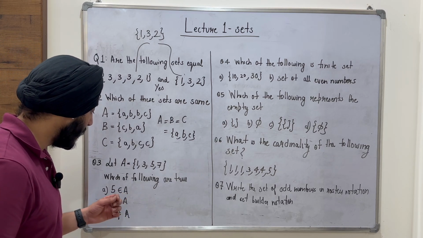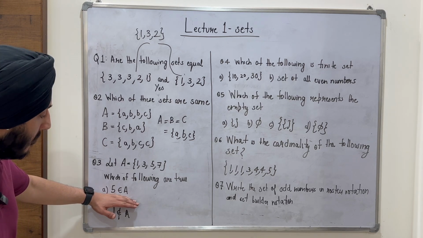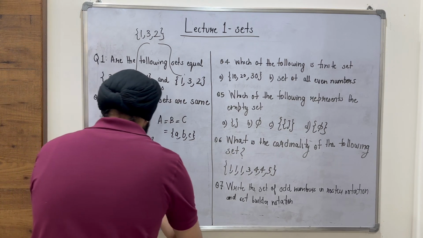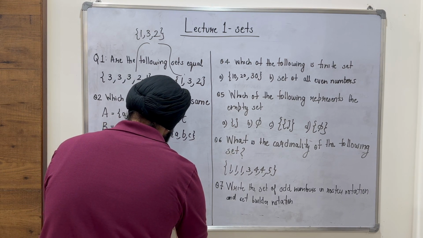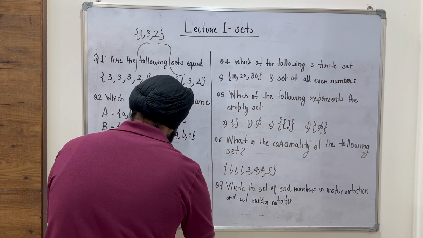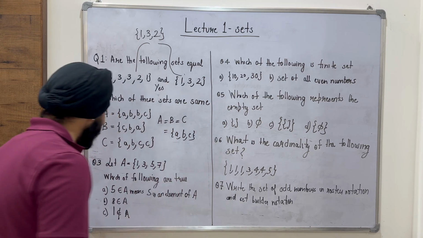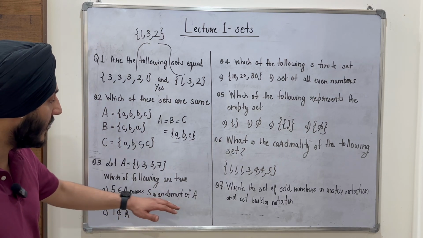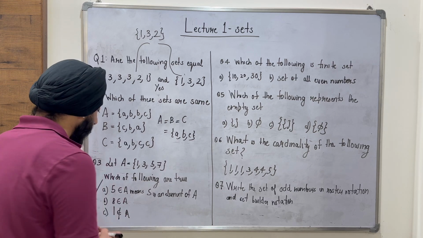Which of the following are true? So what do you guys think? What does this mean? This statement basically means 5 is an element of A. Do you guys think 5 is an element of A? We can see that it actually is. So this would be correct.